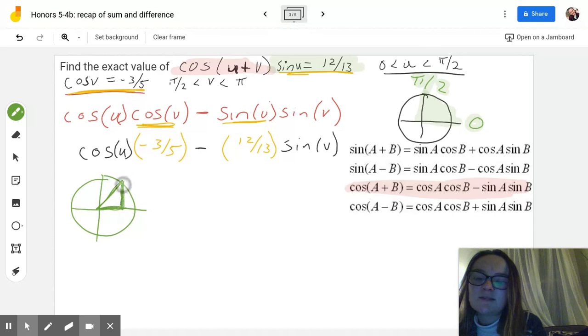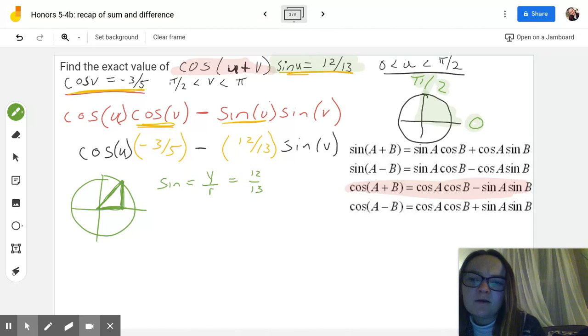All right, so I have a triangle here. I know that it's in the first quadrant because it's between 0 and pi over 2. I know that sine is equal to y over r. So 12 over 13 is equal to y over r, which means my r value has got to be 13. My y value, my up and down value, is 12. And this looks like a classic 12, 13, 5. So this right here is 5 using just a Pythagorean triple.